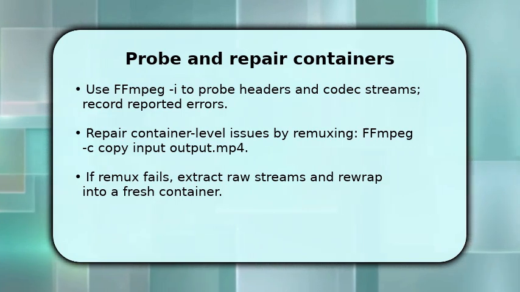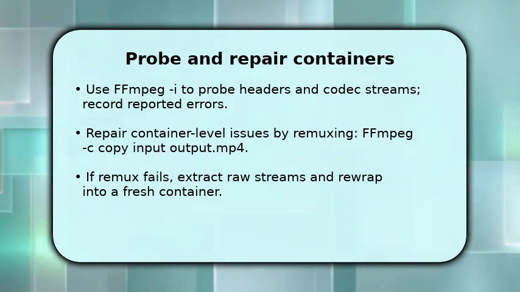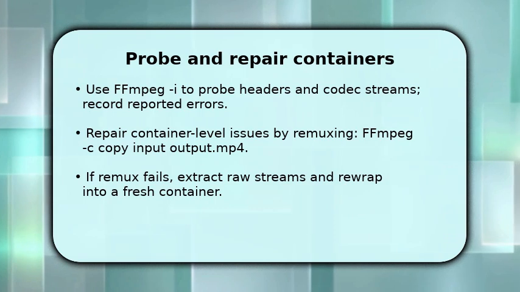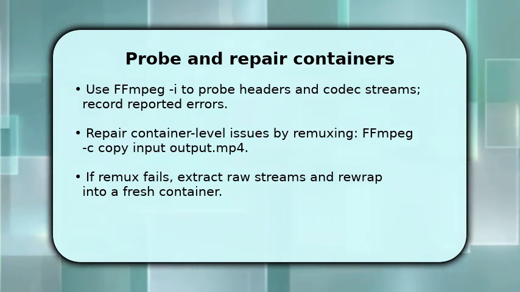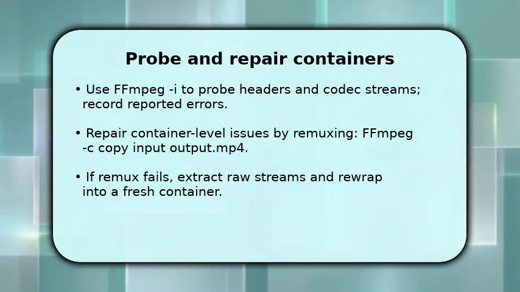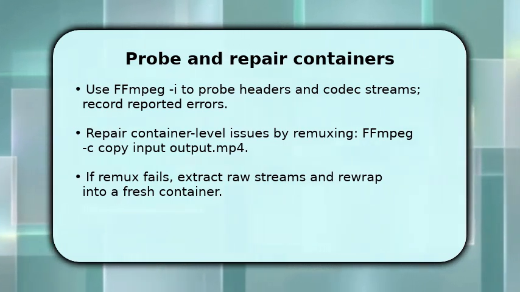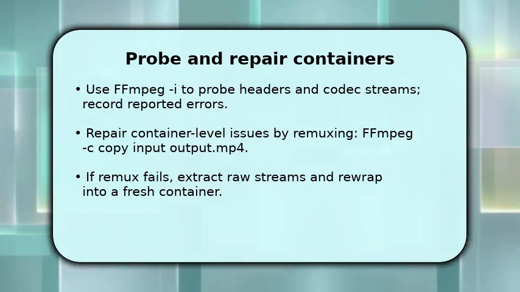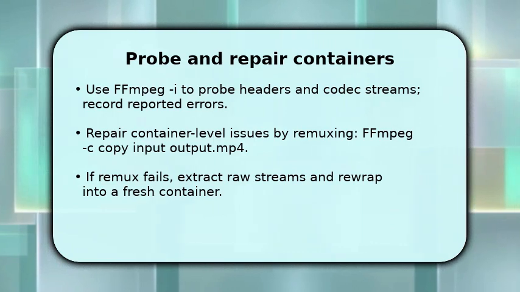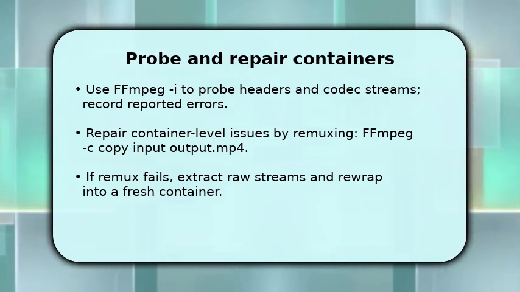If the container is corrupt, remuxing with FFmpeg using -c copy often restores playability without re-encoding, so try that first. Once remuxed, check playback and timestamps. If remuxing fails, extract raw video and audio streams and rewrap them into a new container. That isolates stream-level faults and often recovers most content intact.